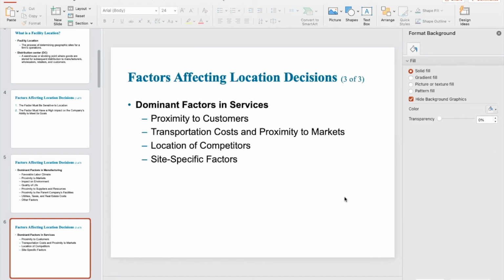Another very important factor can be the location of competitors. We all know that if we set our site near our competitor, it has some advantages, but it also has some disadvantages. If we set our site near a competitor, and we do have some competitive priority or advantage compared to our competitor, then probably we can take some of their customers to our site.